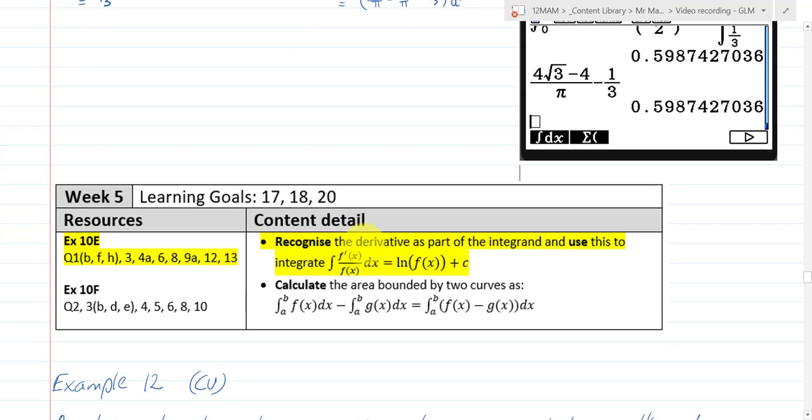Anyway, here is the stuff that you should be able to do as part of this, but doing it for exact values and decimals as needed.